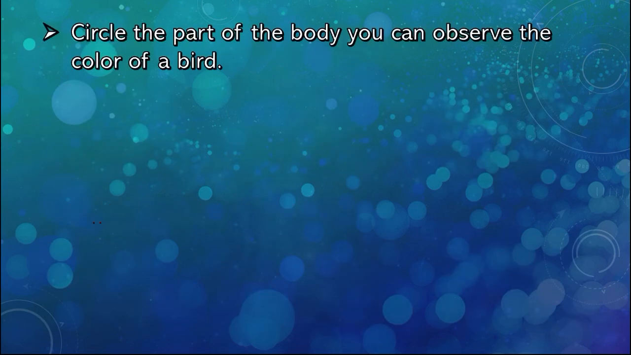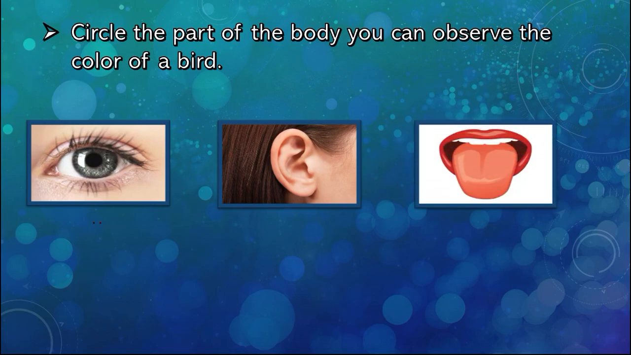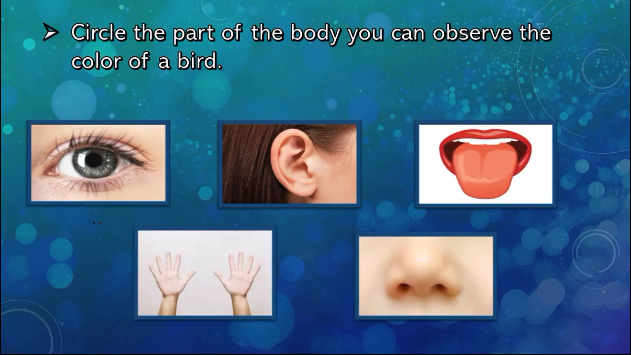The third activity is circle the part of the body you can observe the color of a bird with. The correct option is an eye. We use an eye to see objects. This part of the human body is specifically made to see things. Not hand, not nose, not ear and not the tongue.